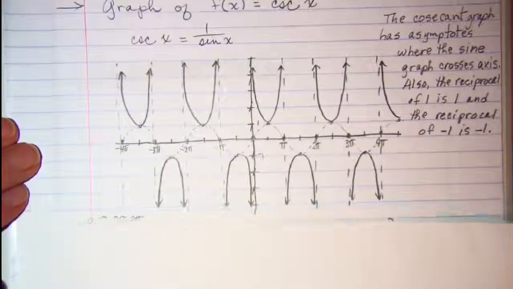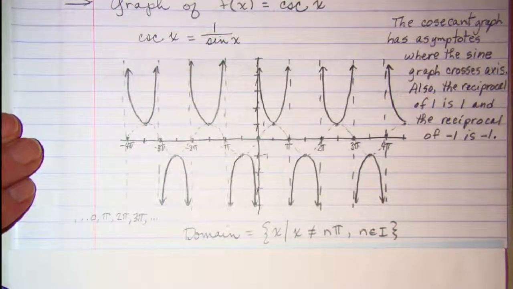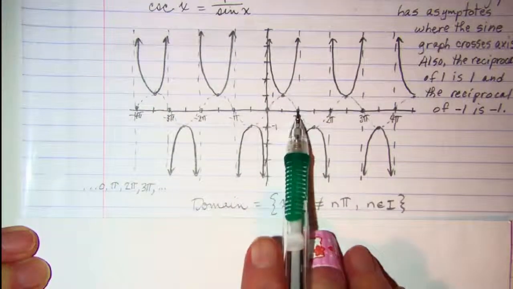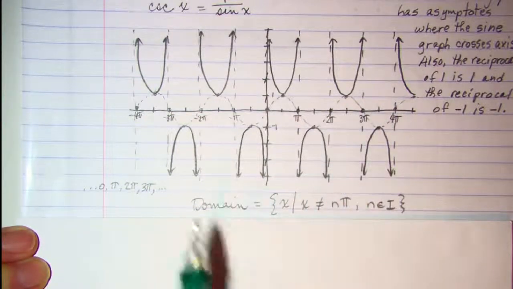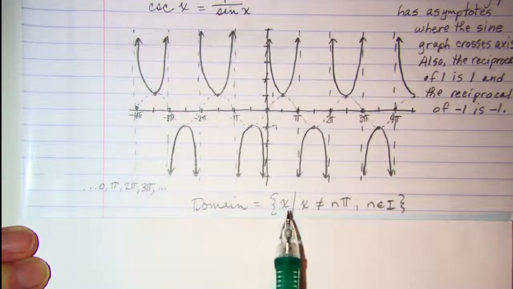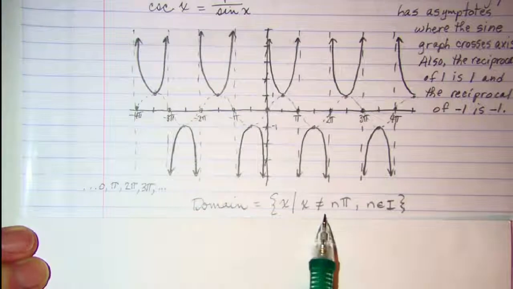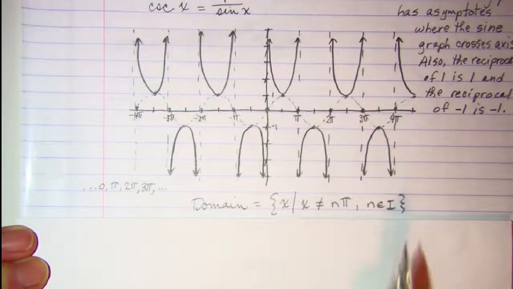So some attributes then of our cosecant curve. Our asymptotes occur at 0, 1 pi, 2 pi, 3 pi, 4 pi. So we would state then that our domain is the set of all x's such that x is not equal to n pi, where n is an integer.